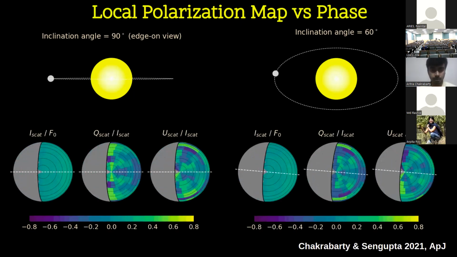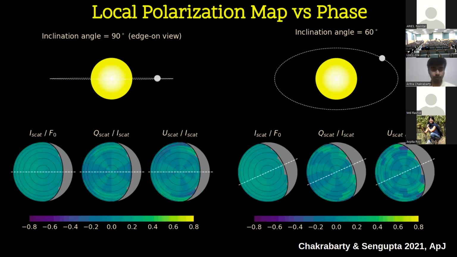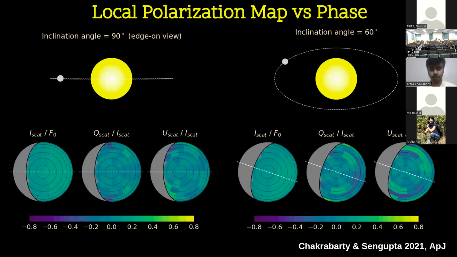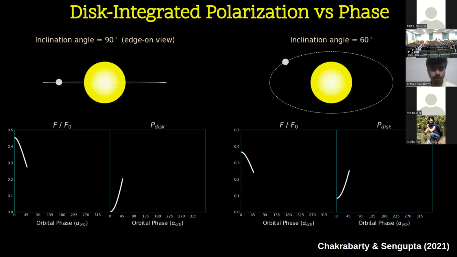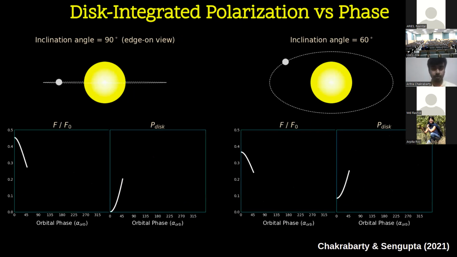So you can see this cartoon shows the polarization map across the disk as a function of phase and for two different inclination angles. And when you integrate them, this is how the polarization looks. We can expect about a maximum of 40 to 45% of polarization depending on the inclination angle, and also if we can resolve the planet and separate it out from the host star.